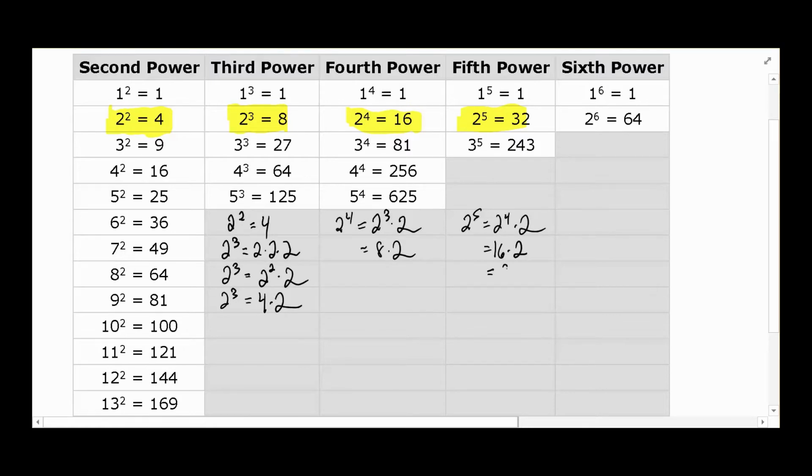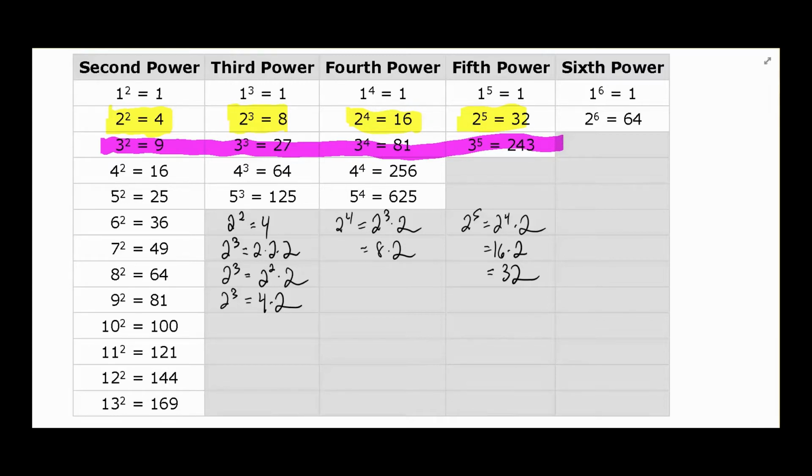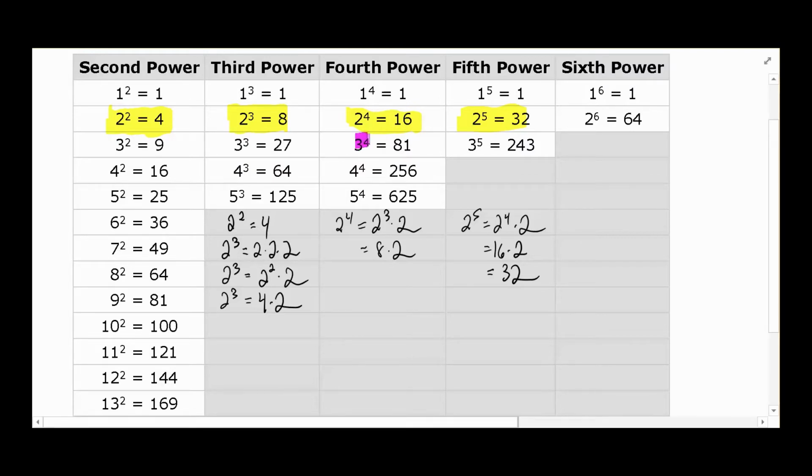16 times 2 is 32. And we can do the same thing then for the 3 to a powers. As we look across this one, we know 3 squared is 9. 3 cubed is to take that answer of 9 and multiply by 3 one more time. That gets us 27. Now we could do the same thing for 3 to the 4th, but I want to point out something else about 3 to the 4th that might be helpful.